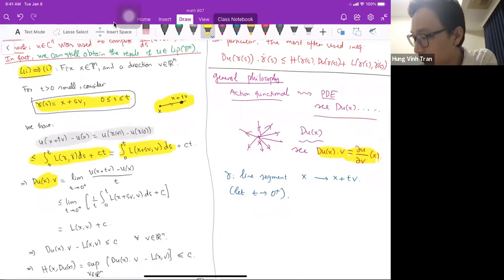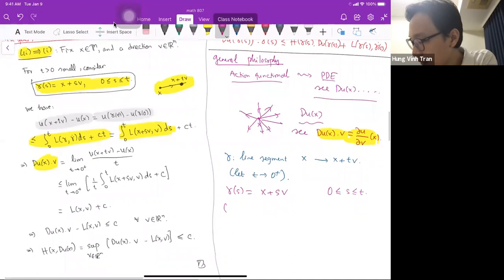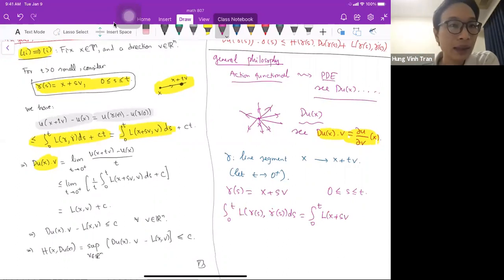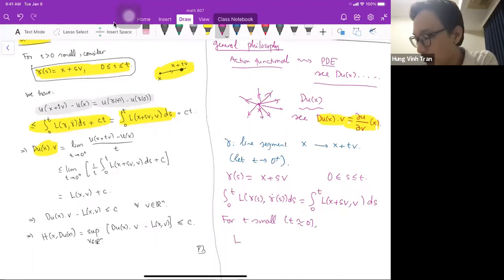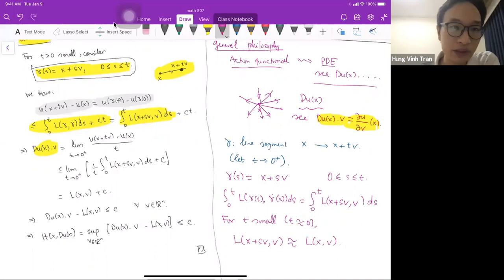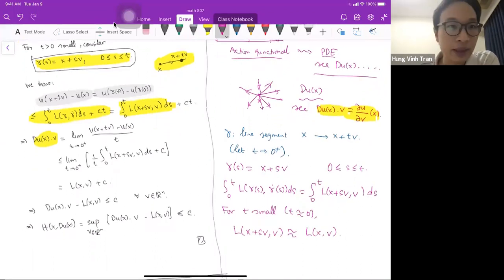You have gamma(s) is x plus sv, for 0 less than or equal to s less than or equal to t. So the action functional, the integral of L of gamma(s), gamma dot(s) ds, you just write it down, right? This is the integral from 0 to t of L of x plus sv, and the velocity of the curve is just v, ds. And for t small, so if t is near 0, L is nice and smooth, so L of x plus sv, v is essentially L of x, v. There's a certain small difference, but that is negligible when t goes to 0.